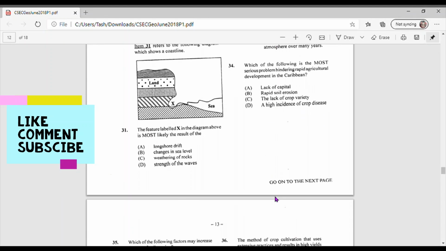Number 34. Which of the following is the most serious problem hindering rapid agricultural development in the Caribbean? A. Lack of capital. B. Rapid soil erosion. C. The lack of crop variety. D. A high incidence of crop disease. Notice they have most in bold here. The major problem hindering agricultural development in the Caribbean is lack of money. So lack of capital. So for 34, our answer would have been letter A.